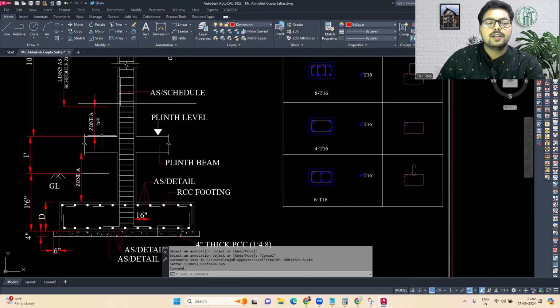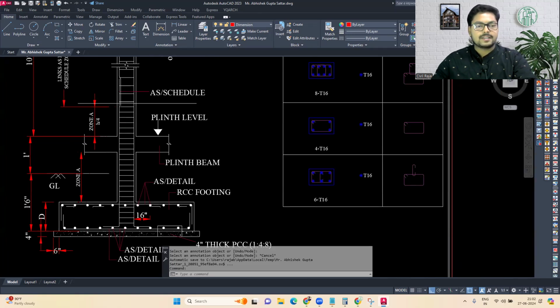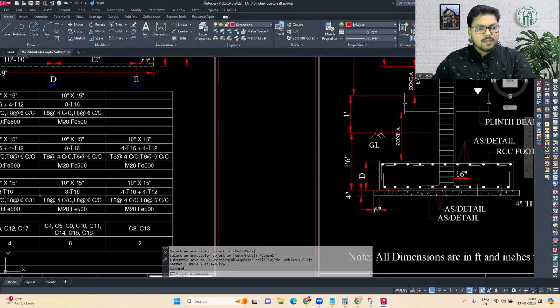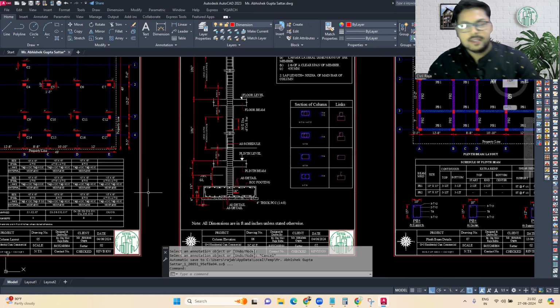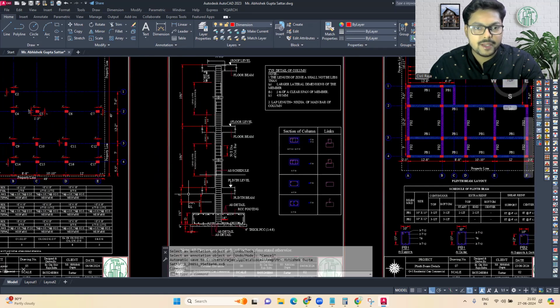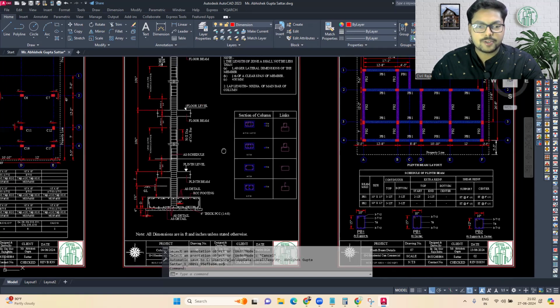But what about the zone beneath the plinth level? Basically, we will consider it as zone A, and we will provide our rings as T8 at 4 inches center to center for zone A also. So over here the links will be placed closely. I hope everything is good with you and now you have understood everything.